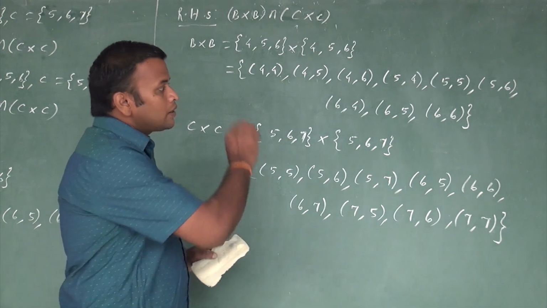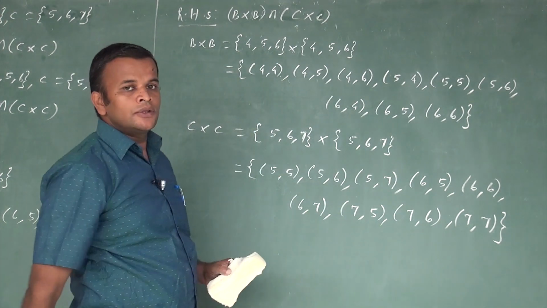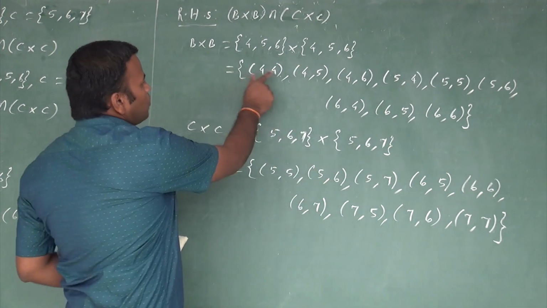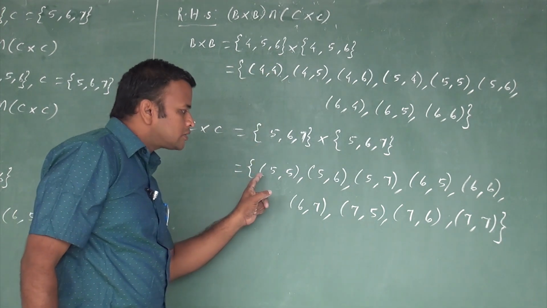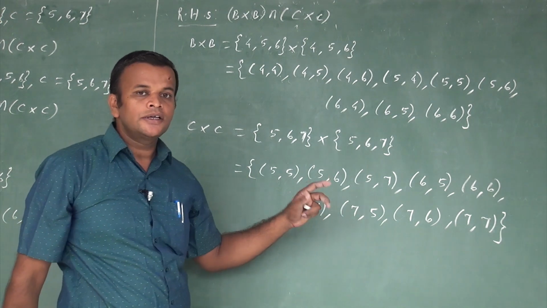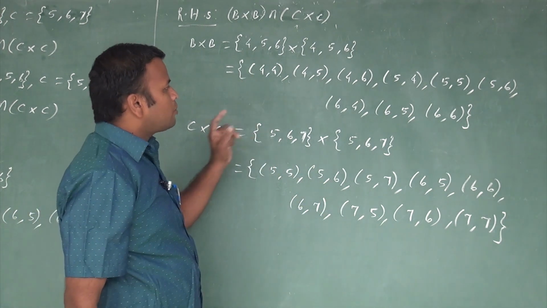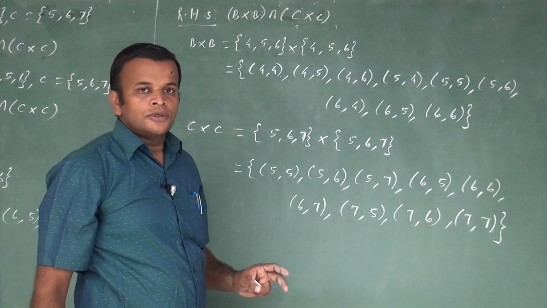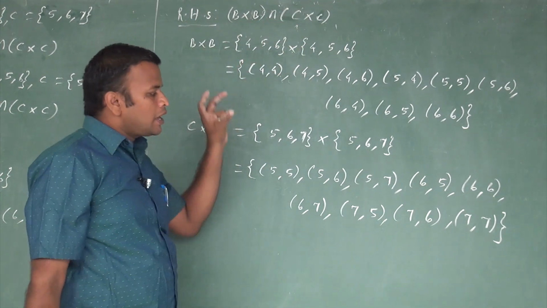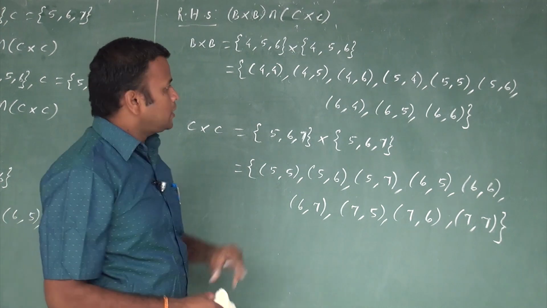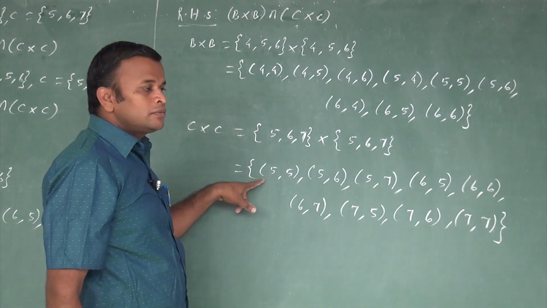So I take the common ordered pair. First we see 4 comma 4 lies in B cross B, but the ordered pair 4 comma 4 does not lie in C cross C. So the ordered pair 4 comma 4 will not come here. So what is the ordered pair common in both B cross B and C cross C? You see 4 comma 4 is not there.